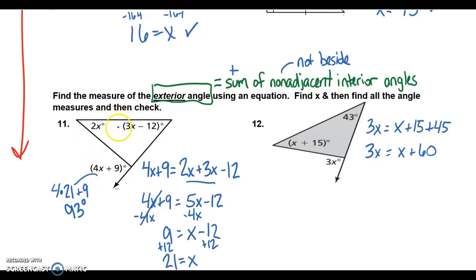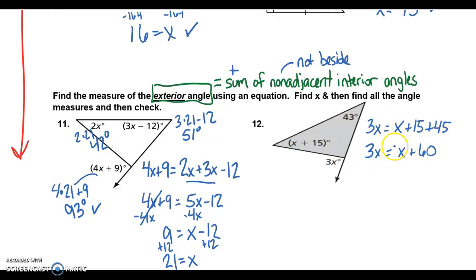If we had these, we could check. So we're going to go ahead and do these. 2 times 21 is 42. And then over here, 3 times 21 minus 12, use your calculator, is 51. 42 plus 51 does equal 93. So we're like, woohoo, we are correct. Check.